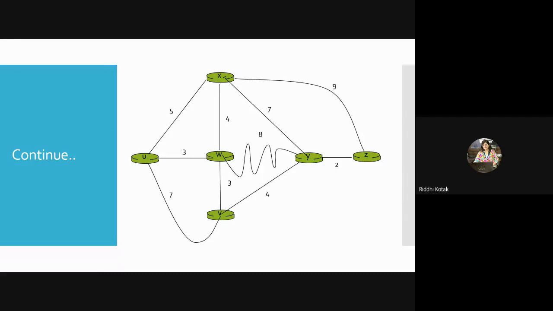So right now, just complete step number 1 only, right? And the minimum one is 5 comma U. So your next node will become X, right? Because we have to check in the column. 5 comma U is present in the X column, so your next node is X. After that, in step number 2, what you have to do? You have to start for V.